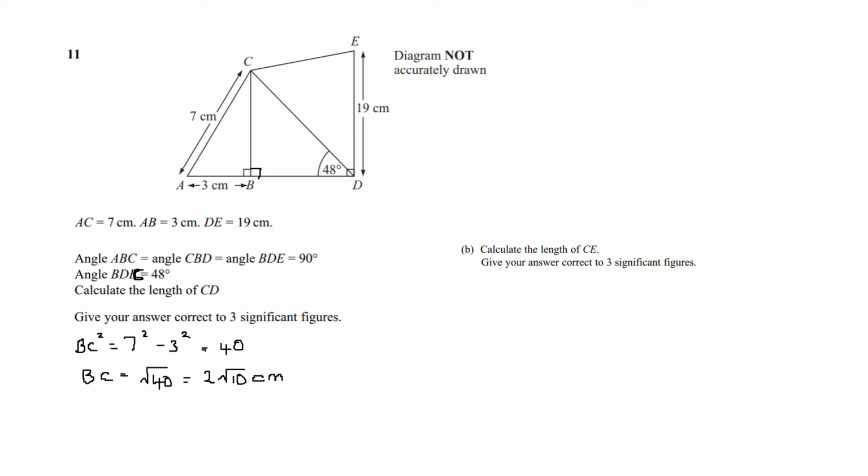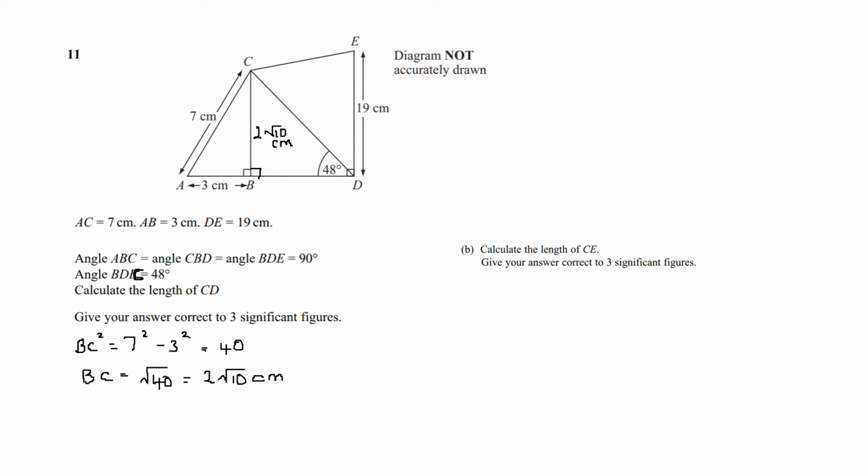I always keep these exact surd values because they're much easier and quicker to work with when you're using a calculator than trying to put great big long decimal numbers down and then put them into the calculator. So if you are confident with surds, stick with using the exact surd value. So I now know that BC is 2 root 10 centimetres.